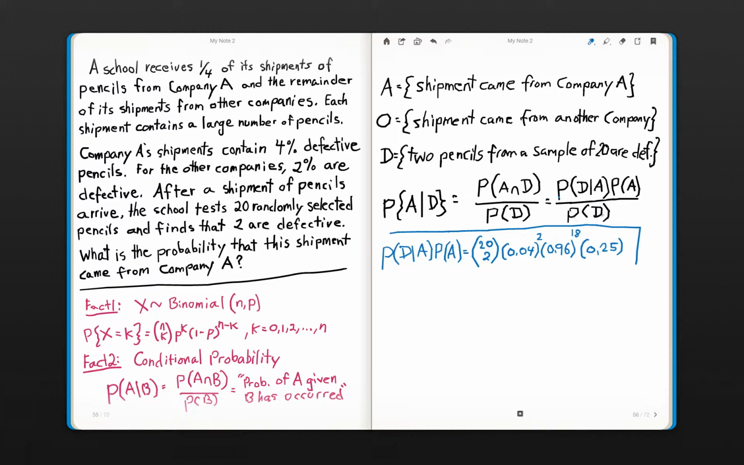Okay, let me just separate this out a little bit so we don't confuse that with what's above. Now let's compute the denominator, probability of D. That's just the probability of observing 2 pencils being defective from a sample of 20, independent of or without regard to where it actually came from. It's just randomly selecting a shipment and then observing 2 defective, and that's what's in the denominator here. And I do have a video on Bayes' theorem and the total law of probability, which I recommend you watch. It goes into detail on these computations, but here we're going to actually use the total law of probability, where we condition on another event.